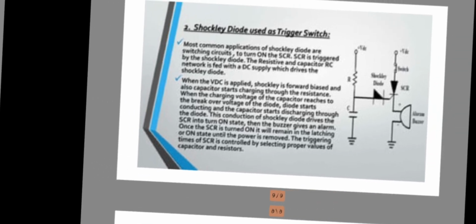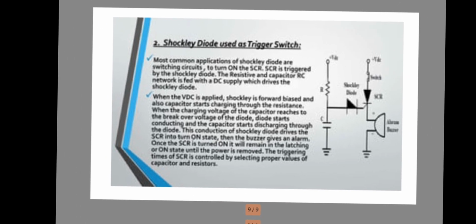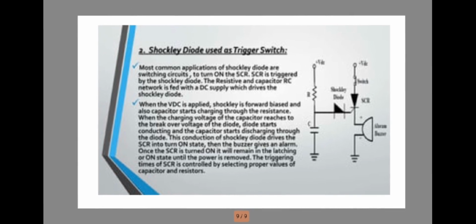Number 2, as a trigger switch. The most common application of the Shockley diode is in switching circuits to turn on the SCR. In the below circuit, the SCR is triggered by the Shockley diode. The resistor and capacitor RC network is fed with a DC supply which drives the Shockley diode. When the VCC is applied, the Shockley diode is forward biased and the capacitor starts charging through the resistance. When the charging voltage of the capacitor reaches the breakover voltage, the diode starts conducting and the capacitor starts discharging through the diode.